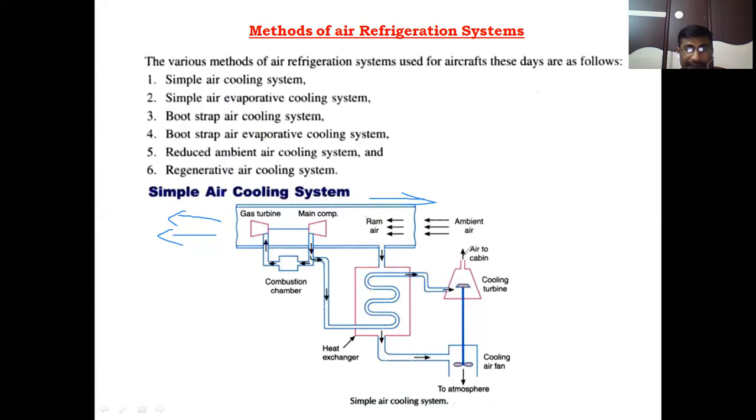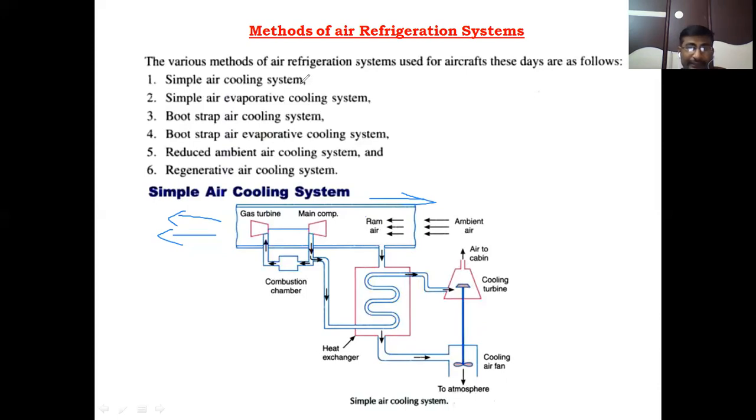Clear, students? Finally, the low temperature and pressure air will enter the cabin of the aircraft to take the cooling load from the cabin. Clear, students? This is the simple air cooling system. It has one cooling turbine, one heat exchanger, and one cooling air fan to increase the air circulation into the heat exchanger.